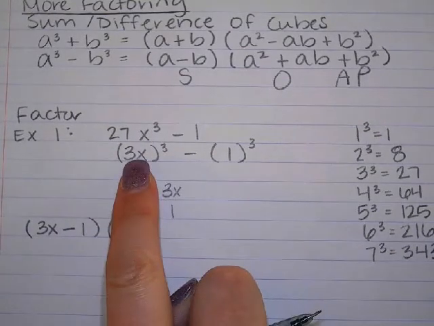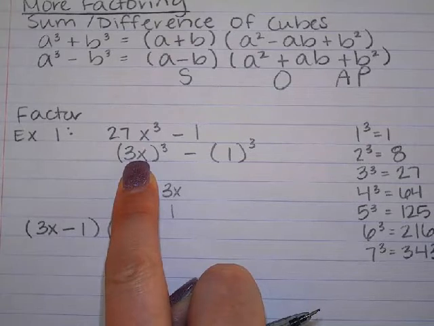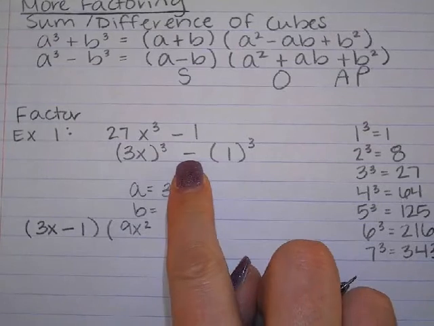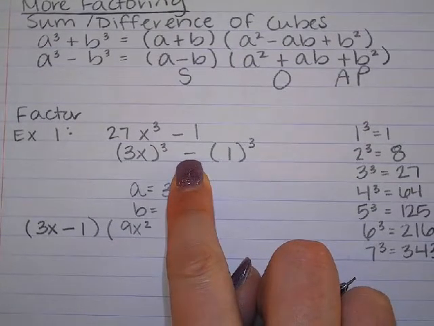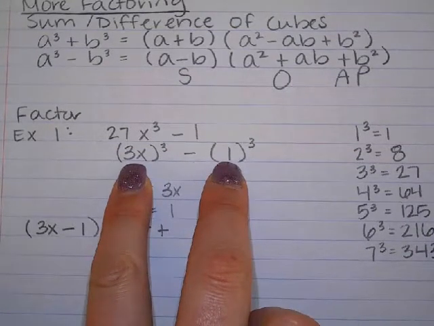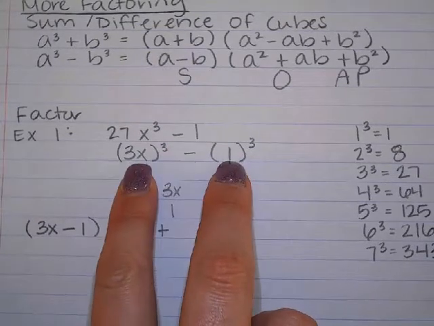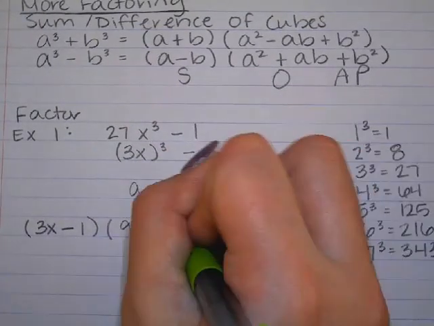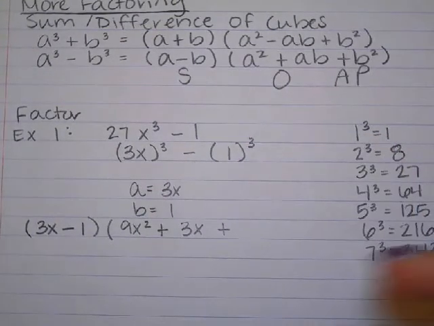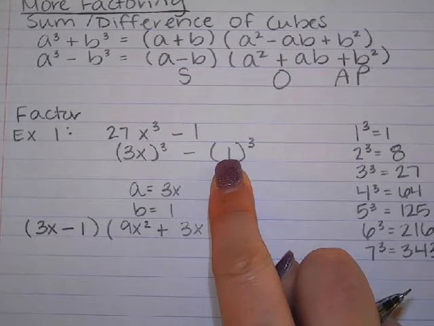Then we have the first term multiplied by itself. 9x squared, so 3x times 3x is 9x squared. Then we have the opposite sign, plus. Then we have the two terms multiplied together, but we're ignoring the negative. We're just saying these two things multiplied, so 3x times 1 is 3x. Then we have always positive, and then we have this multiplied by itself, 1.